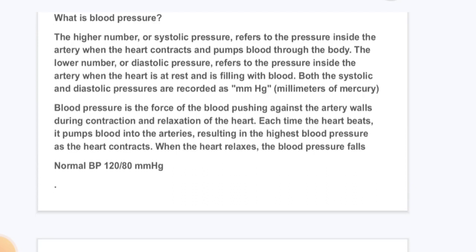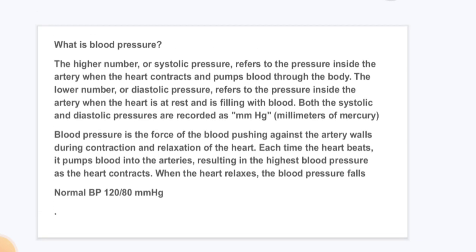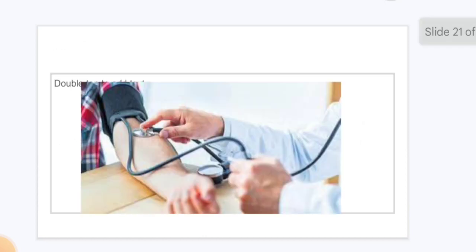Blood pressure is the force of blood pushing against the arterial wall during contraction and relaxation of the heart. As already told, each heartbeat pumps blood into the arteries, resulting in high blood pressure as the heart contracts. When the heart relaxes, the blood pressure falls. Normal BP is 120 by 80 mmHg. These are the blood pressure diagrams.